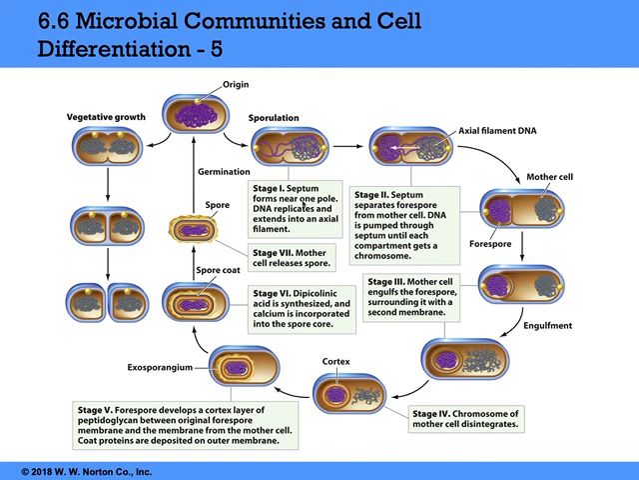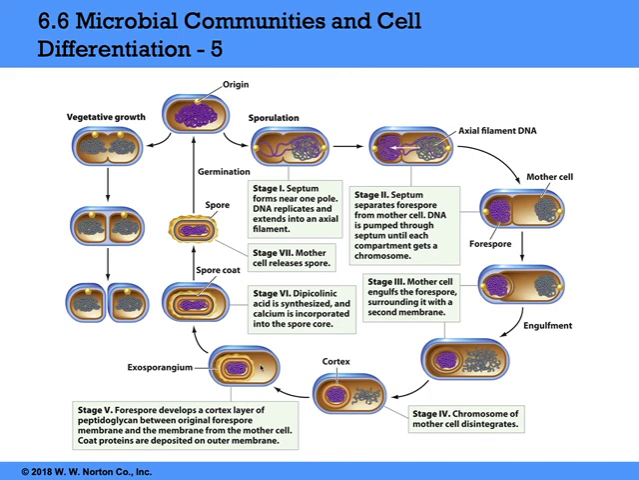So the first thing that happens is you get this septum that begins to form. It separates into a forespore and a mother cell. The DNA is pumped through the septum into each compartment, getting a chromosome. So there's going to be DNA in the vegetative cell and some in the spore, and the information content is going to be the same. And then in the next stage, the mother cell engulfs the forespore, surrounding it with a second membrane. The chromosome of the mother cell disintegrates.